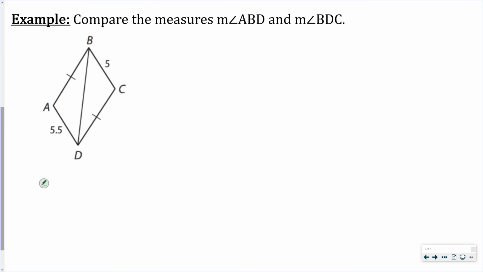Okay, so here I have two triangles. They're showing me this side DC is congruent to this side AB. Do I have a second congruent side? Yeah, the one in the middle, the one shared side BD. Okay. They want me to compare the measures of angle ABD, that's this angle, and BDC, that's this angle right here. Now what I know is the side lengths of the side across from those angles.